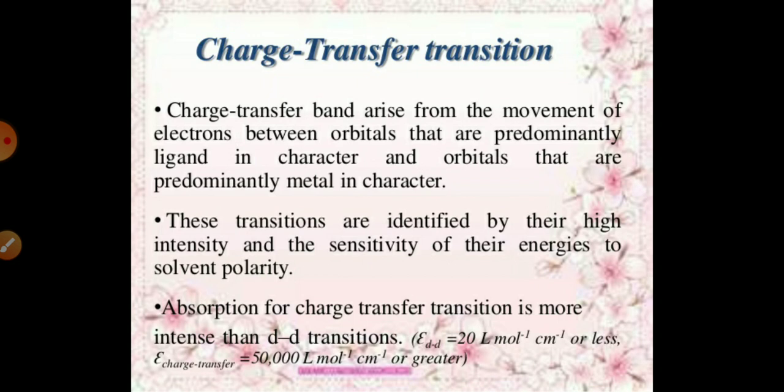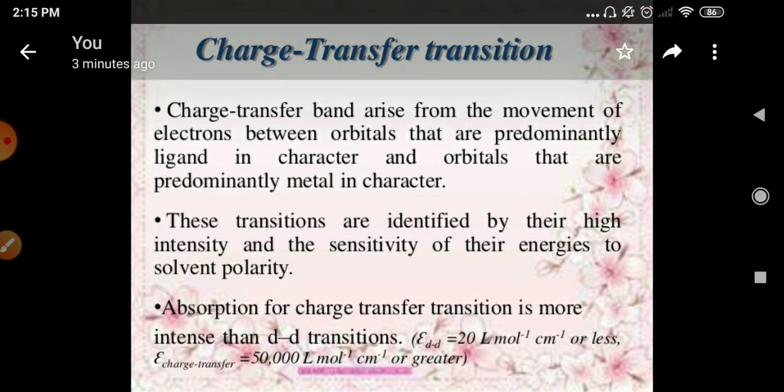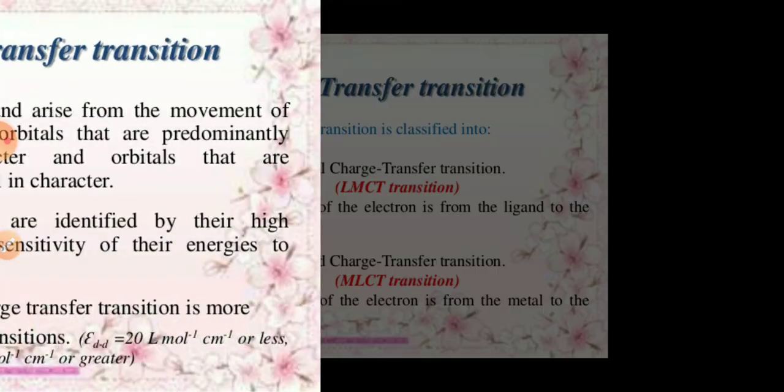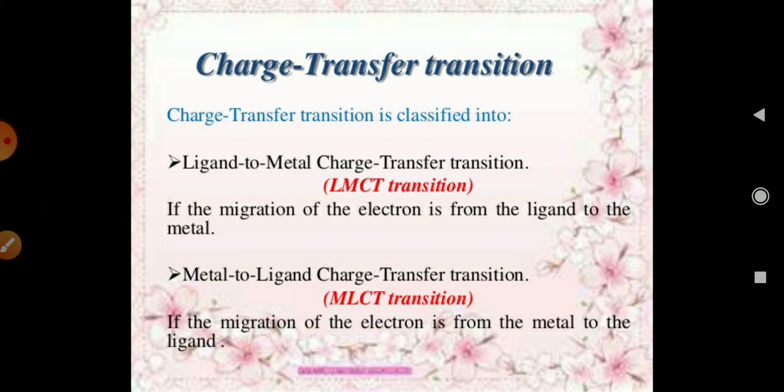These kinds of transitions are identified by their high intensity and sensitivity of their energies to solvent polarity. The absorption from charge transfer spectra is more intense as compared to d-d transition. The charge transfer spectra are mainly of two types. The first is ligand to metal charge transfer spectra, also known as LMCT. The second is metal to ligand charge transfer spectra, MLCT transition.